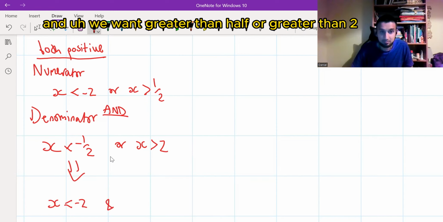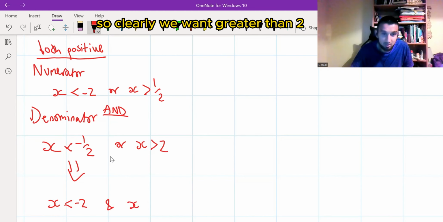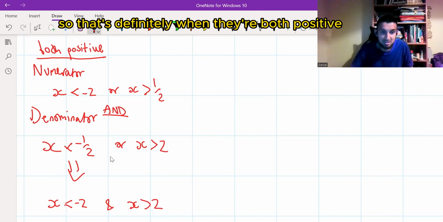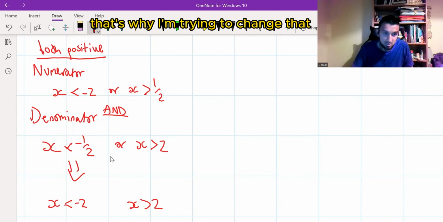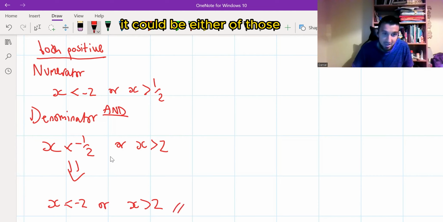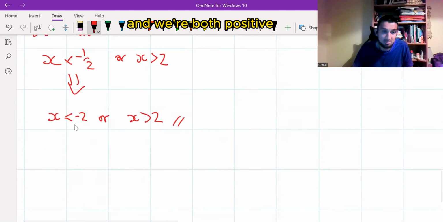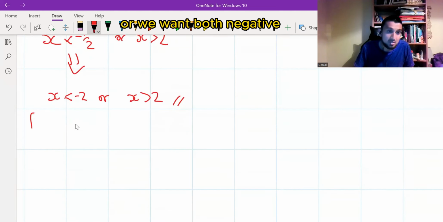And we want greater than half or greater than 2. So clearly we're going to want greater than 2. So that's definitely when they're both positive. Sorry, that should really be an or. So that's what I was trying to change there. Because that is the case. It could be either of those and we're both positive.